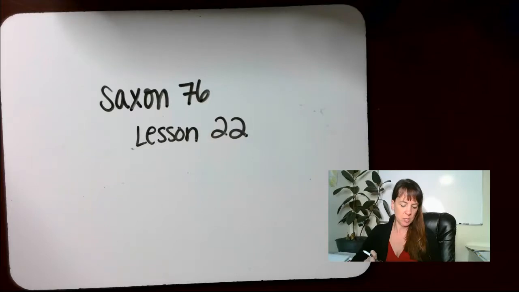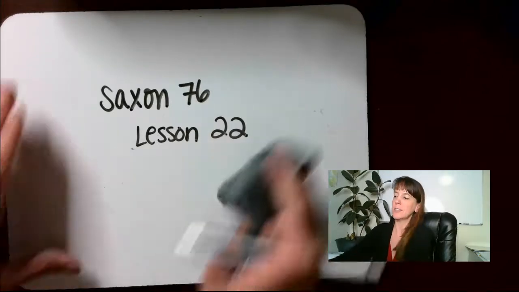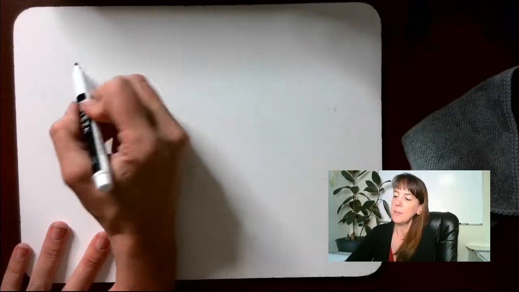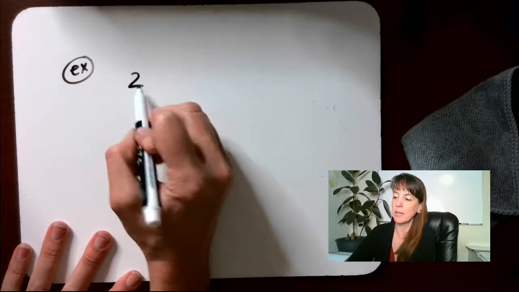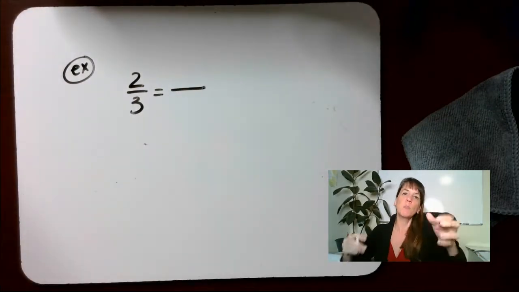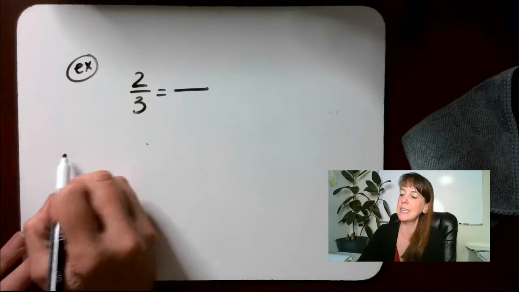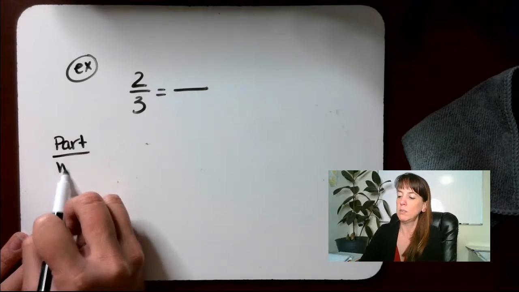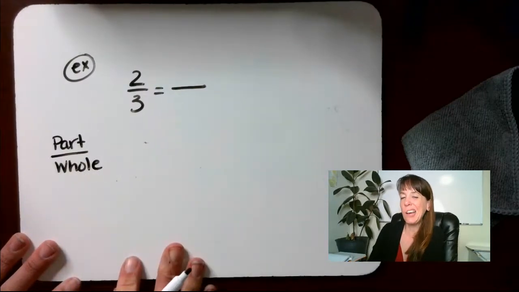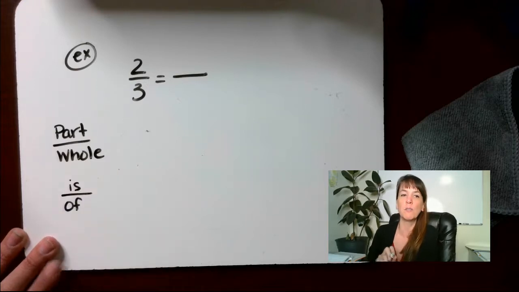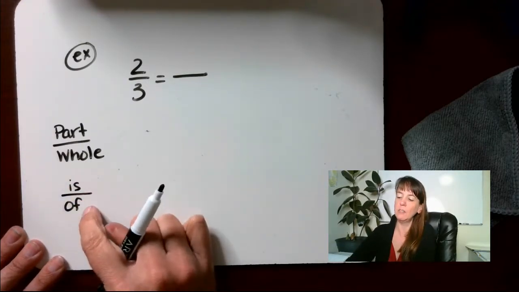2/3 of the 12 musicians played guitars. How many of the musicians played guitars? 2/3 of the 12, okay? So that means for example number 1, we have 2/3, we can write that down. Of the 12 means that, basically when we're doing fractions, guys, and write this down in your notes, it's part over whole, okay? Part over whole. Another way you may hear this is over of, is over of. Is means our part, of means our whole, okay?